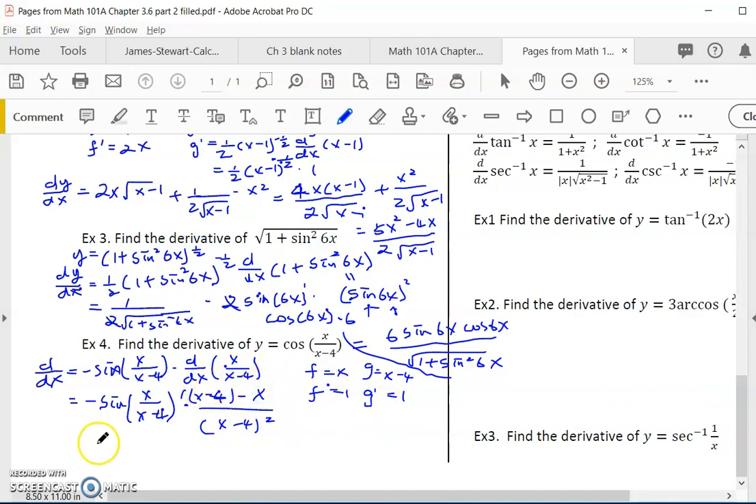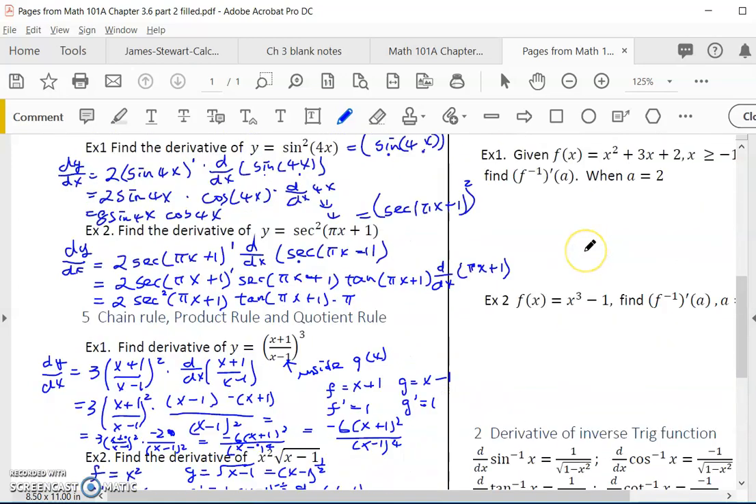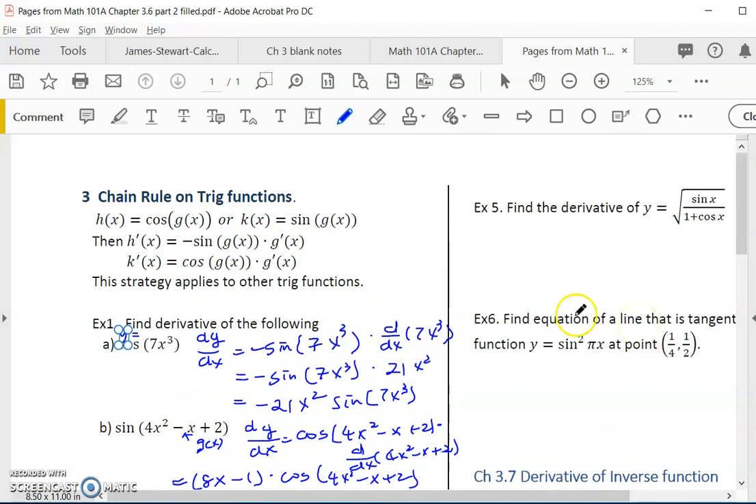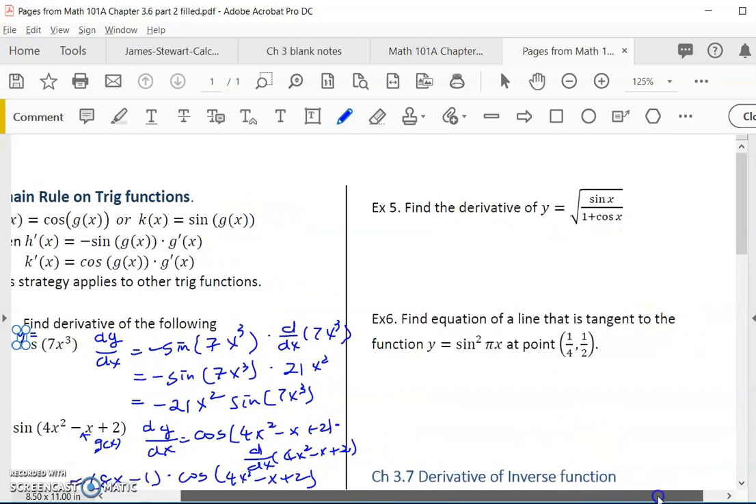The x and x cancel, so ultimately it's negative sine of x over x minus 4 times negative 4 over x minus 4 squared. So you are doing a chain rule for the cosine of this, but when you do the derivative of this, it's a quotient rule. And then this one maybe we'll do in class.